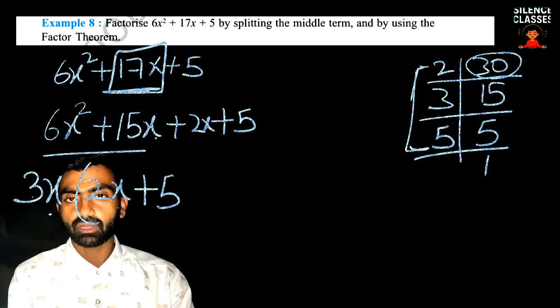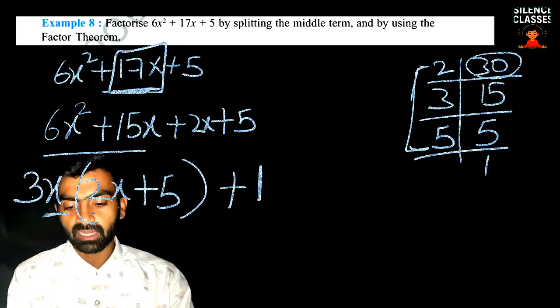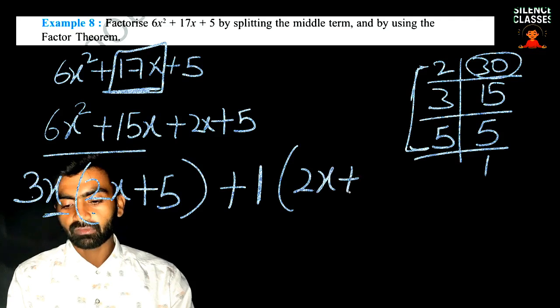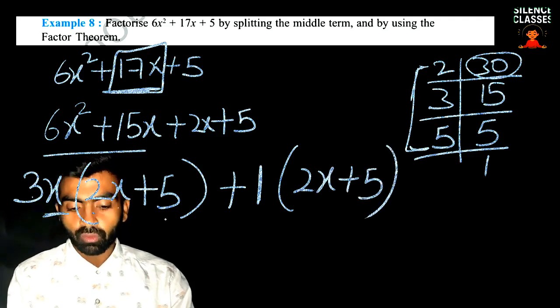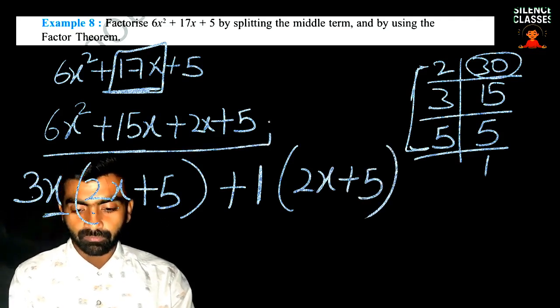We don't have to write x because there is only 1x over here, and that we have taken common. So we write 5 only, plus 2x plus 5 in the bracket, multiplied by 1. So (3x + 5)... 2x + 5. Once we solve this, we will get this only.